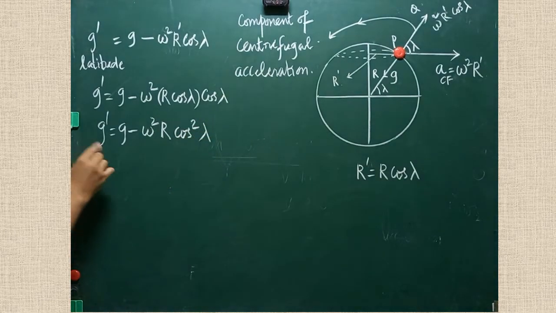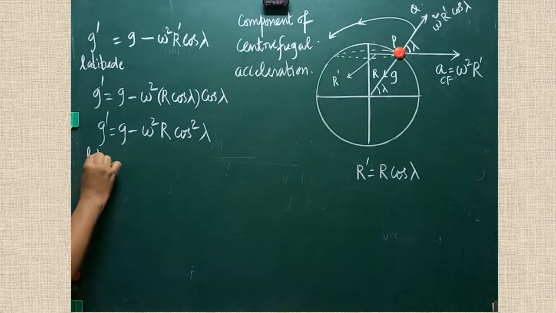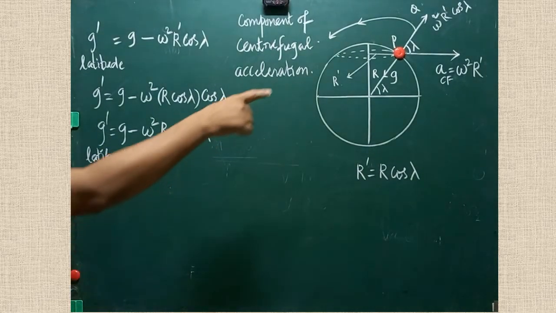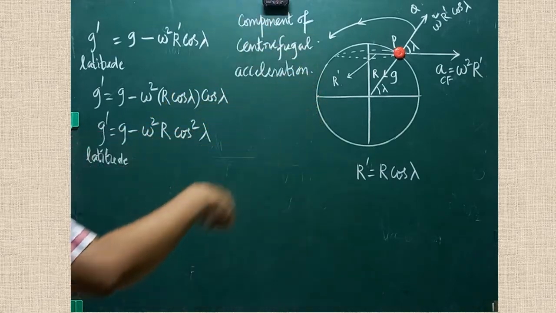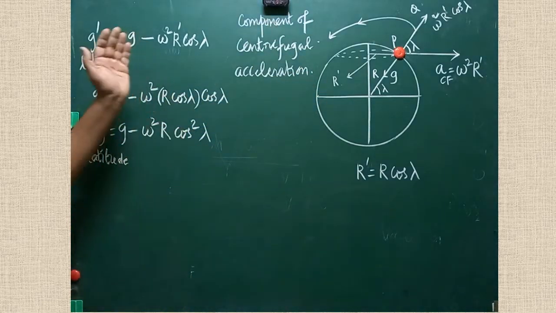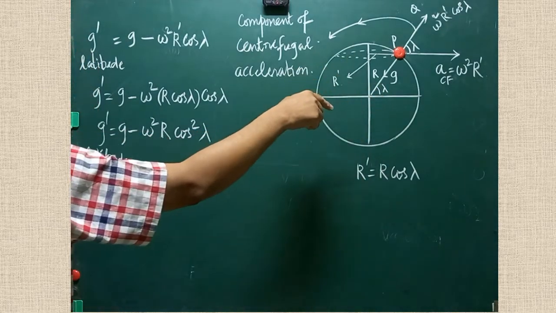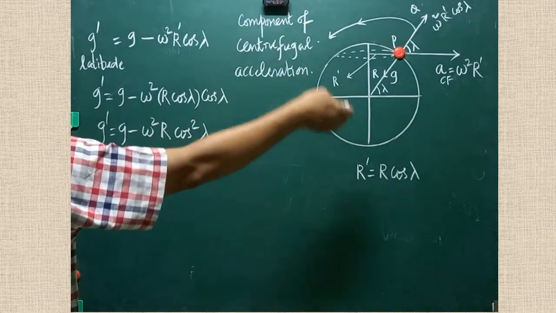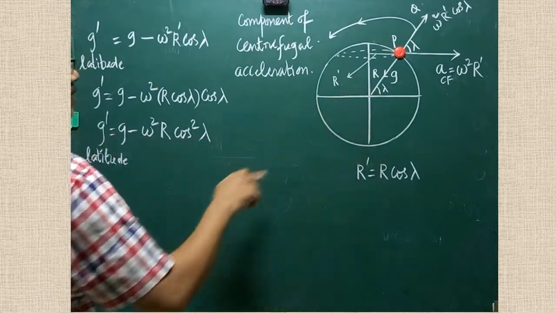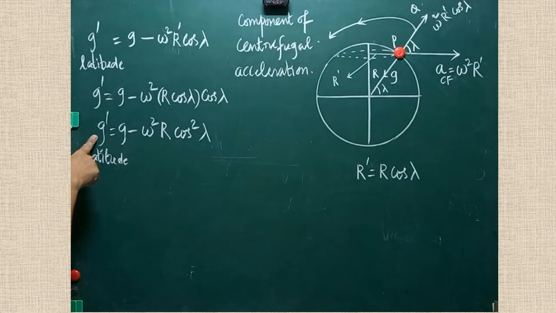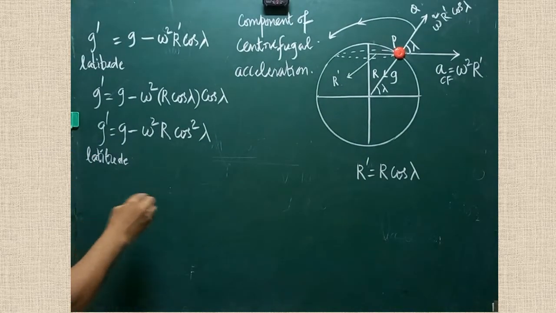So this is the expression from which we are able to calculate the acceleration due to gravity at different places on the surface of the earth. If you move from one place to another, the latitude angle will differ. Are you clear? So depending on the location, the latitude angle will differ. Depending on the value of lambda, the acceleration due to gravity value also will differ. Now let us take two cases.